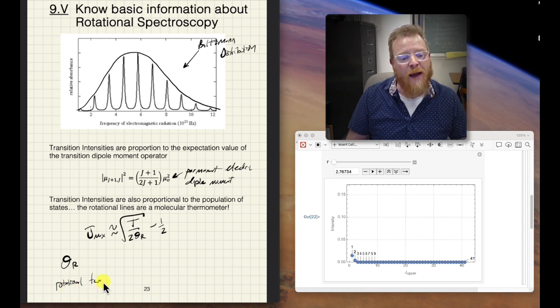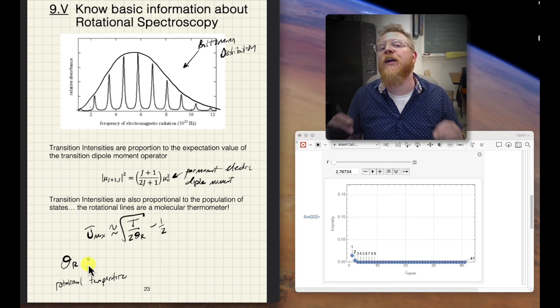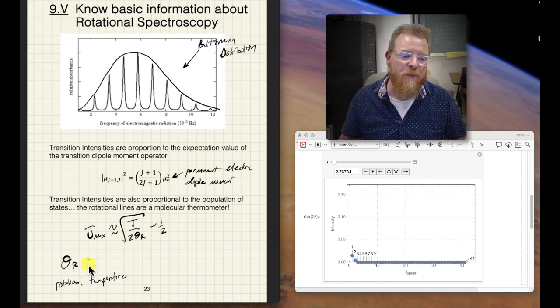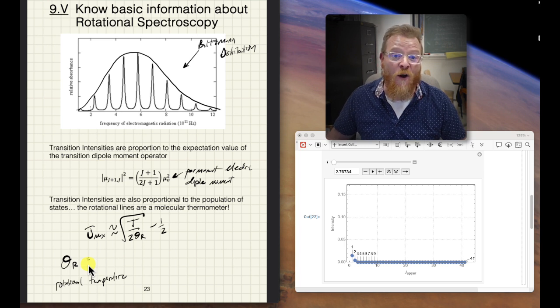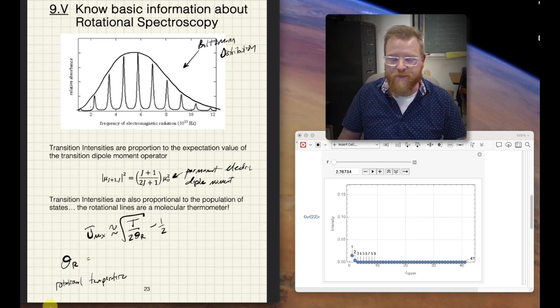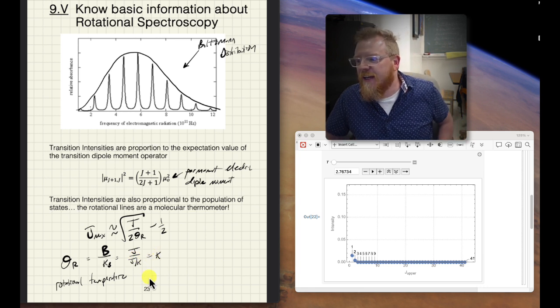So in the absence of molecular translations and vibrations, so at very, very cold temperatures, the only molecular mode responsible for that amount of heat are the rotations. And that's actually a very simple equation. It's given by the rotational constant divided by k Boltzmann. The rotational constant has units of joules, k Boltzmann has units of joules per Kelvin, so that gives us units of Kelvin.